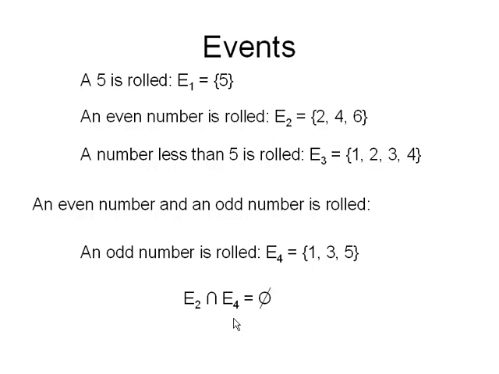So this would be the situation when we have mutually exclusive events. 2, 4, and 6, 1, 3, and 5 are mutually exclusive because they have nothing in common. And that kind of makes sense, right? You can't have an even number and an odd number when you roll the die.